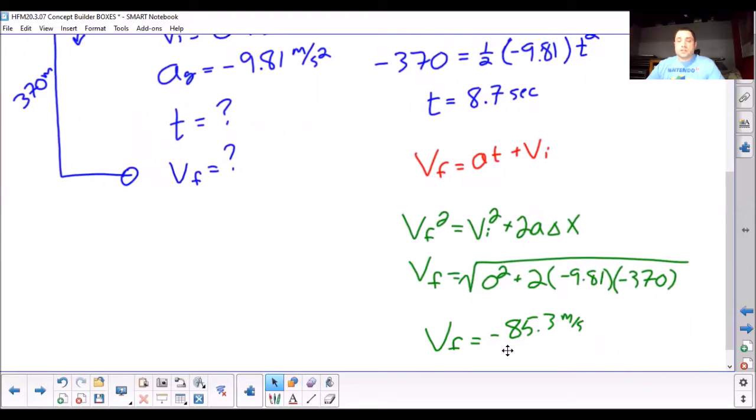And you might be tempted just to put 85.3 on there. But remember, from math, whenever you square root something, you actually get a positive and a negative value. So you have to determine in physics whether it should be positive or negative. Since we're falling down, it's negative.